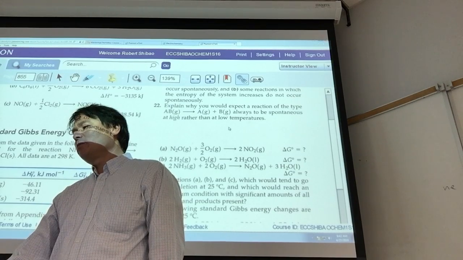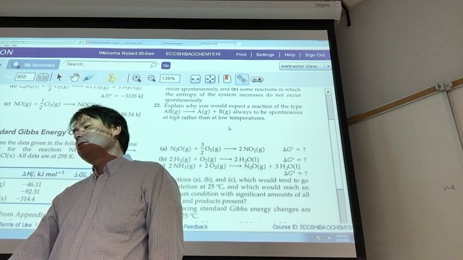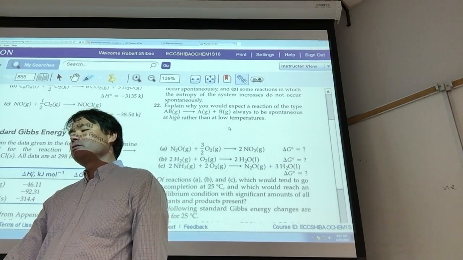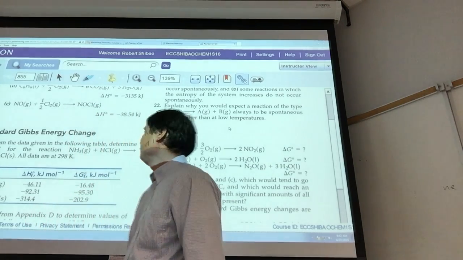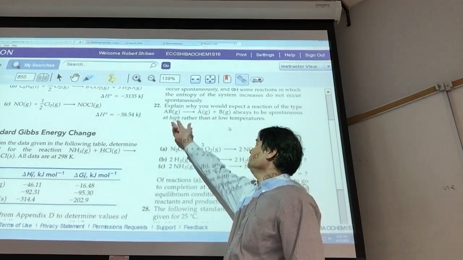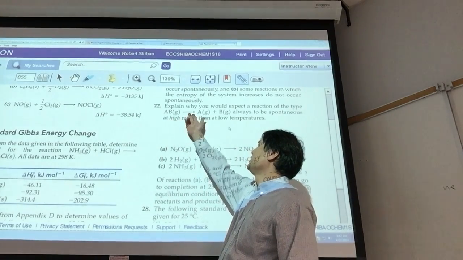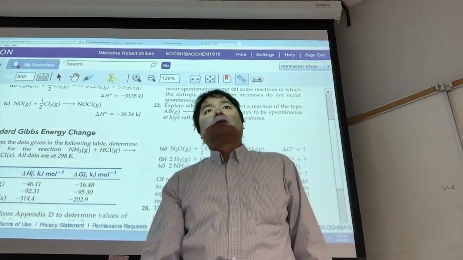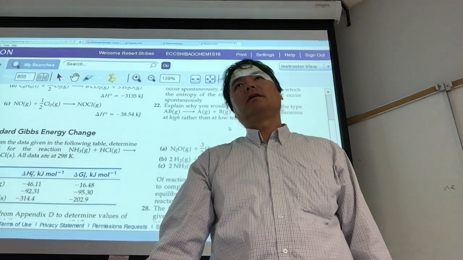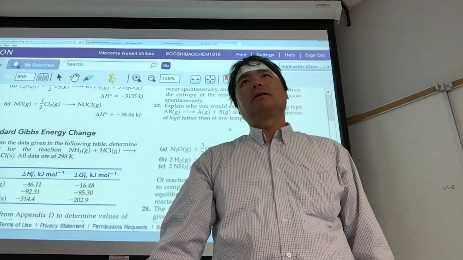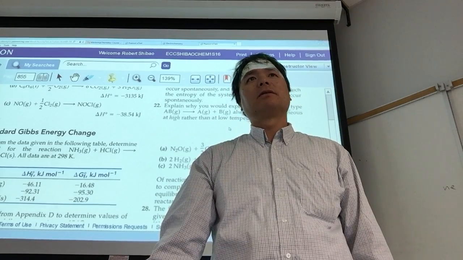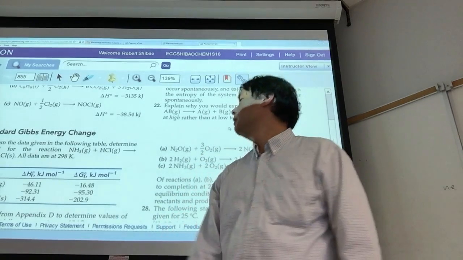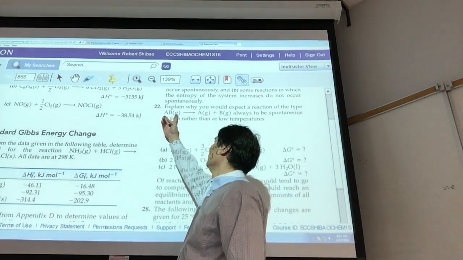Explain why you would expect a reaction of the type AB yields A gas plus B gas always to be spontaneous at high rather than at low temperatures. Well, what is delta H for this? I don't know how to determine delta H. Well, you should. In order to break a bond, does that cost you energy or does that release energy? How do you know if we're breaking a bond? We're breaking A and B apart.